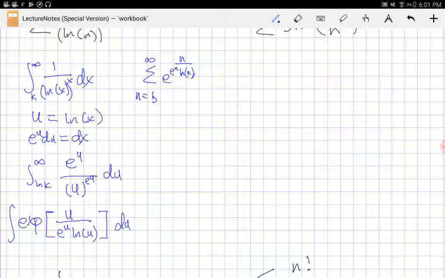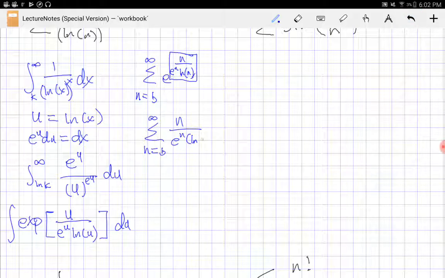So from here, what would we do from here? From here we would say, well, much like a limit, because e is a constant, if we can prove that this portion converges, then e to some converging number will also converge. So instead of evaluating this, we're actually just going to evaluate the sum from n equals b to infinity of n over e^n times ln n.